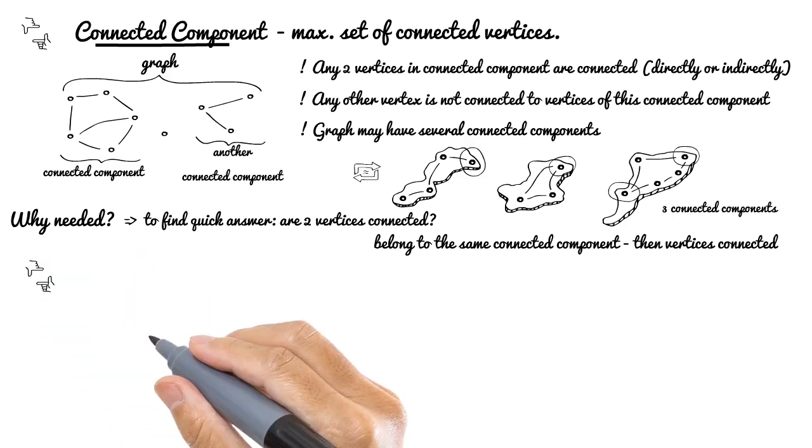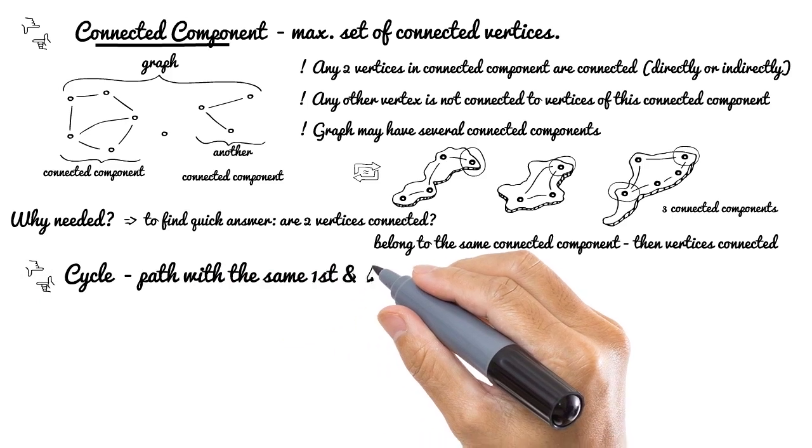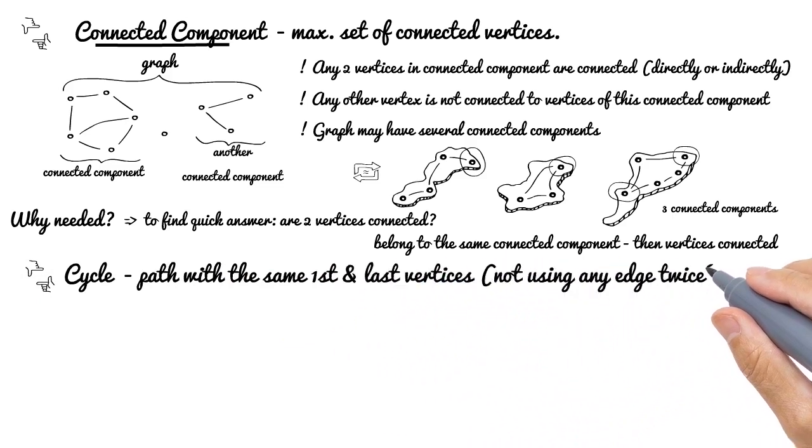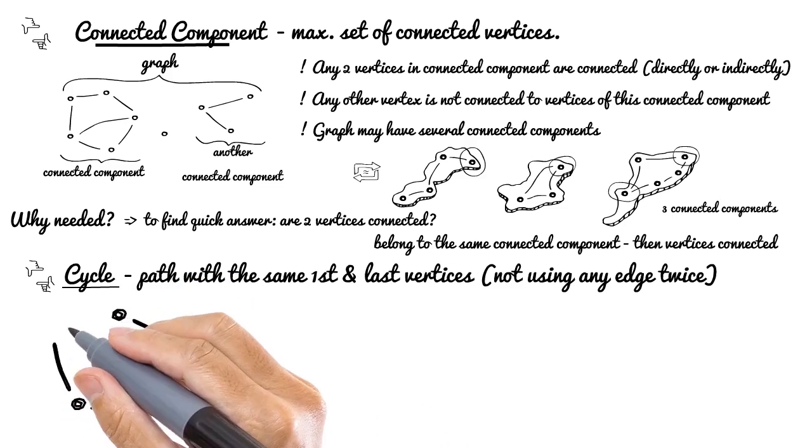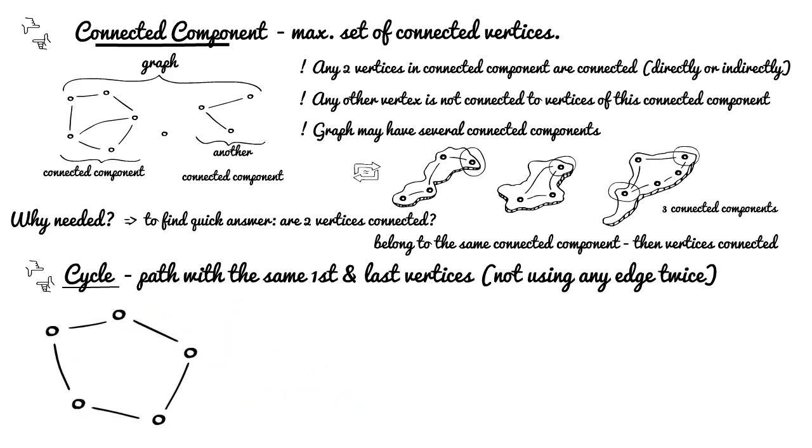Next term, cycle. Path, which first and the last vertices are the same, and you are not using any edge twice on the way. Like traveling in a loop, for example, visiting all coast cities on island clockwise, and returning back to the same city, which you started your trip from.